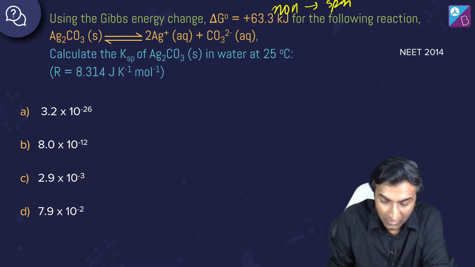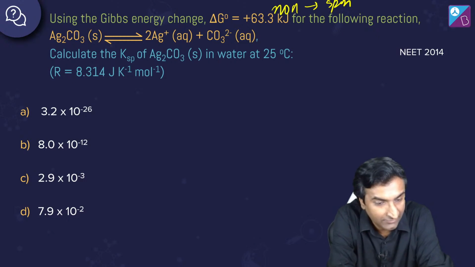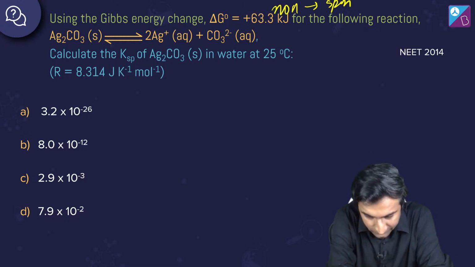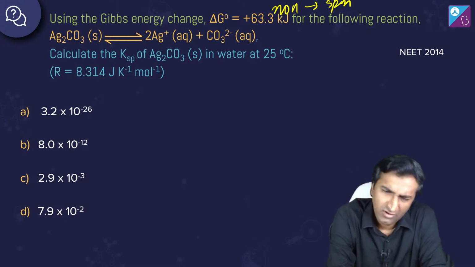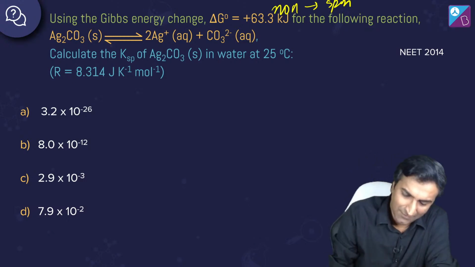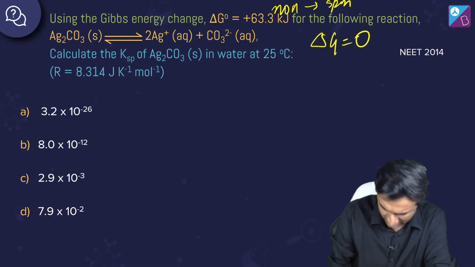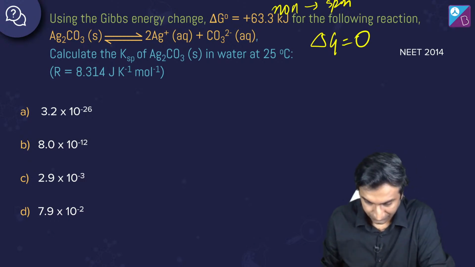Calculate KSP of this in water. How do you do this one? How do you do this? Arun, good job. इस सवाल को कैसे किया जाए? This question is interesting. Delta G naught is positive. Well, look, equilibrium में delta G is equal to 0.